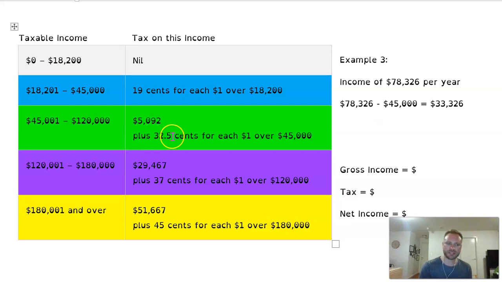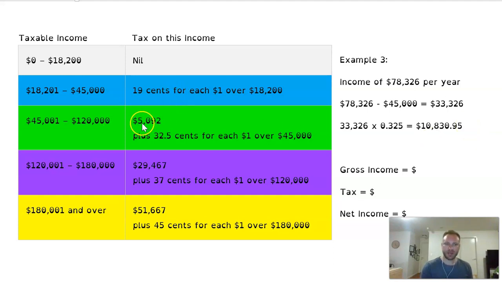So let's take that to the next step. We're paying 32.5 cents for each $1 over this amount. That's the amount we're doing. So this time we've got 33,326, and we will times that by 0.325, which would give us a number of $10,830.95.